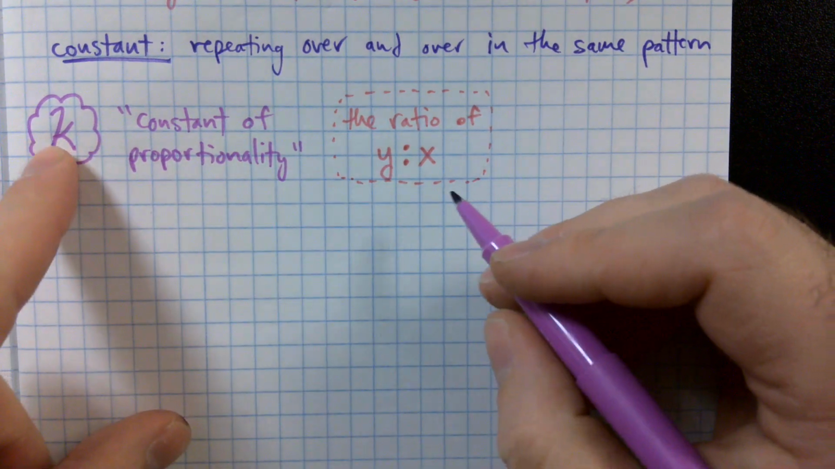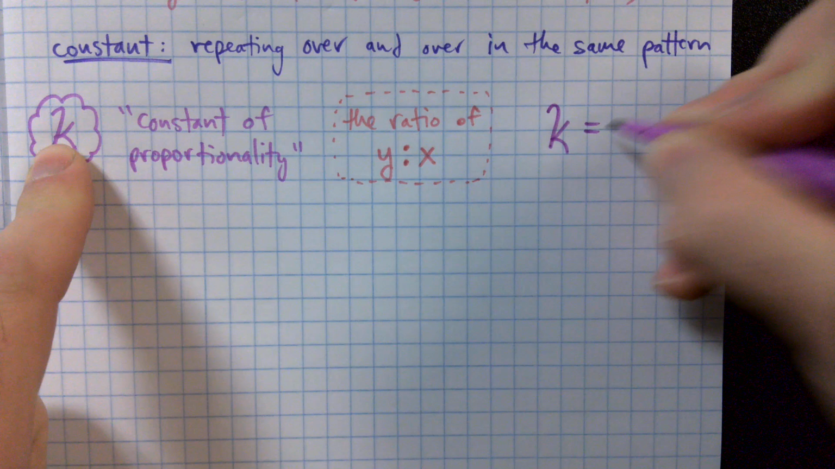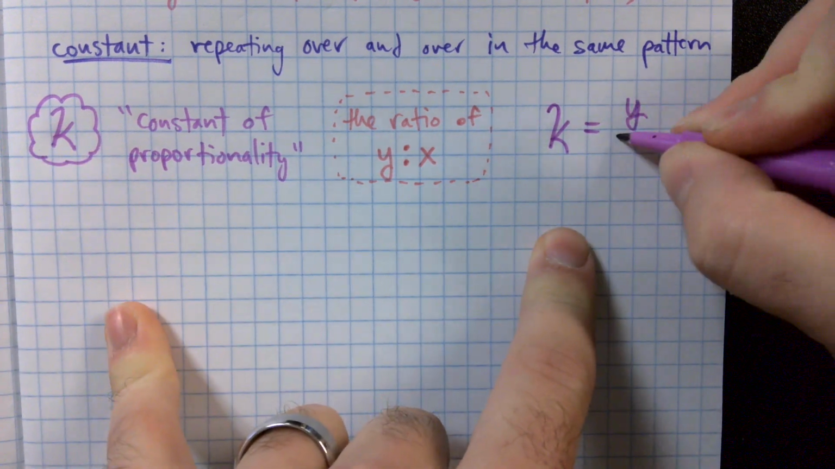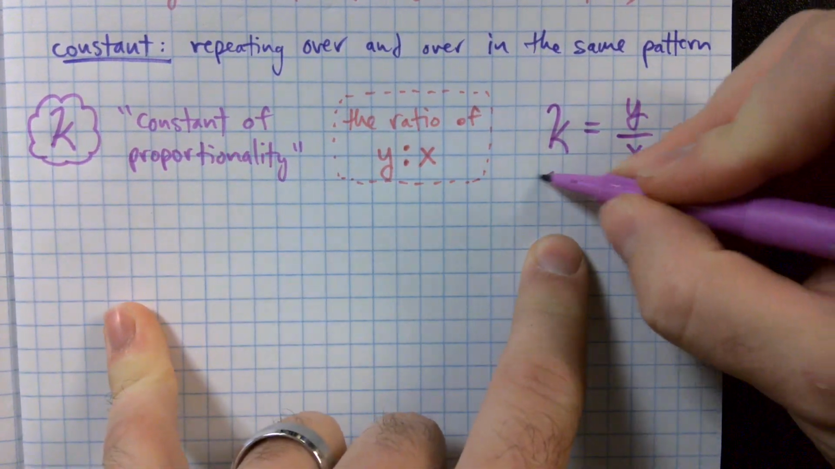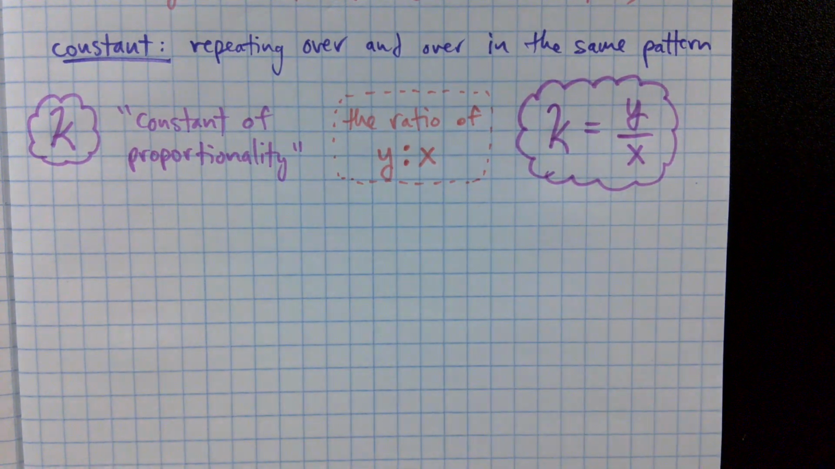So the formula for finding K is very, very simple. It goes like this. K is equal to y over x. K is equal to y over x. It's the ratio of y to x.